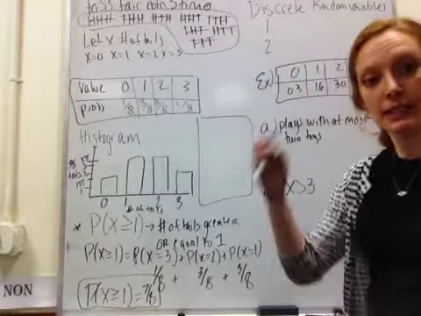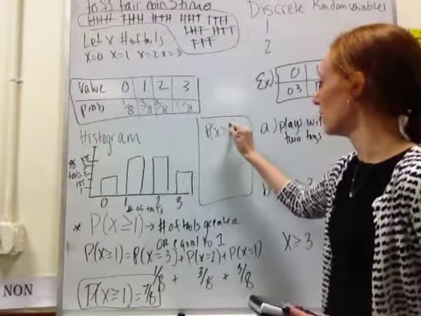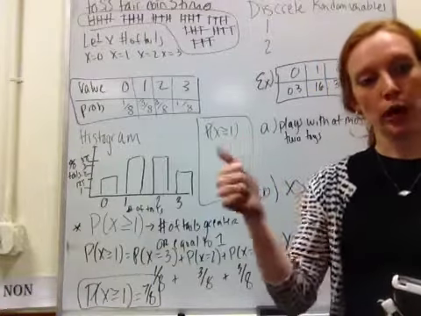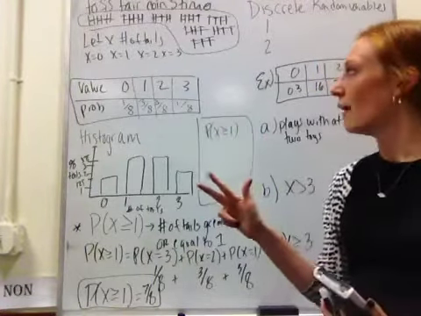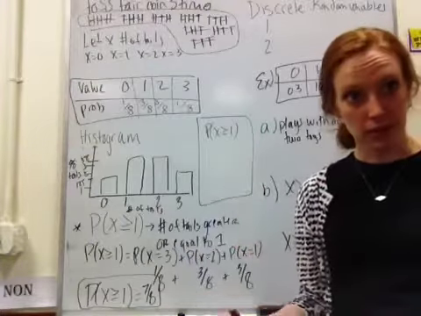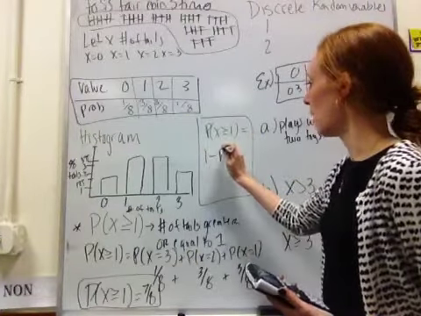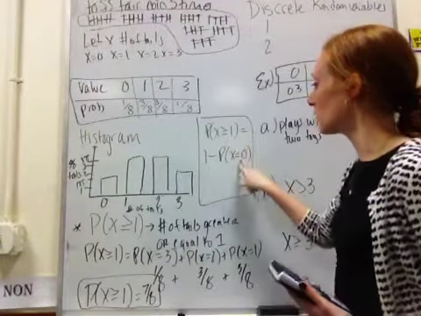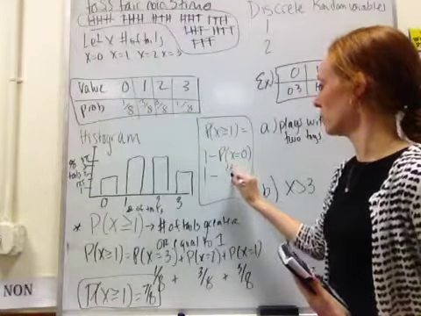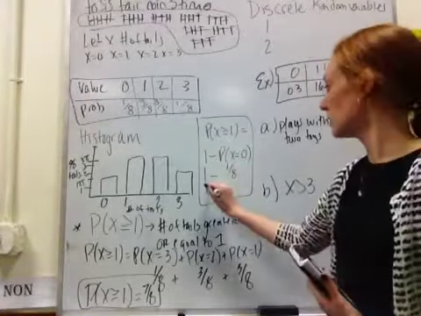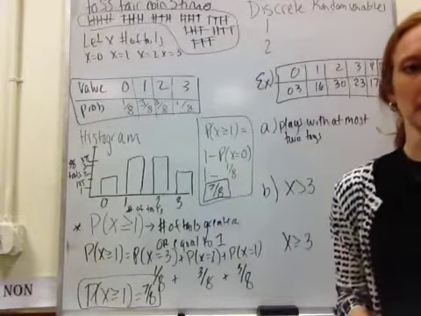Another way to think about this is, the probability that x is greater than or equal to 1. Well, I know that means getting 1 tail, 2 tails, or 3 tails. It's everything but getting 0 tails. So what if I think of it as its complement? What if I did 1 minus the probability that x is 0 tails? Well, 0 tails would be 1 over 8. 1 minus 1 over 8 will leave us with 7/8. So it's just another way of thinking about the probability.